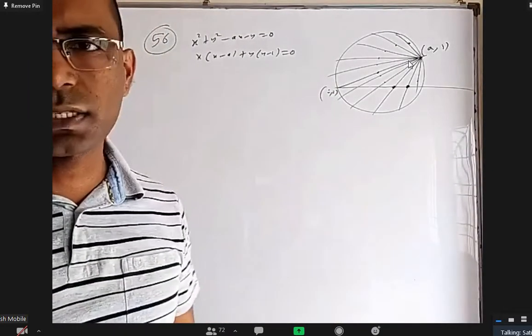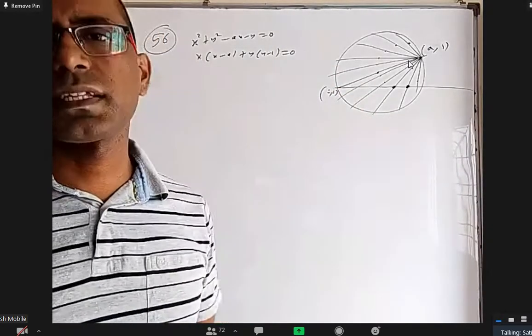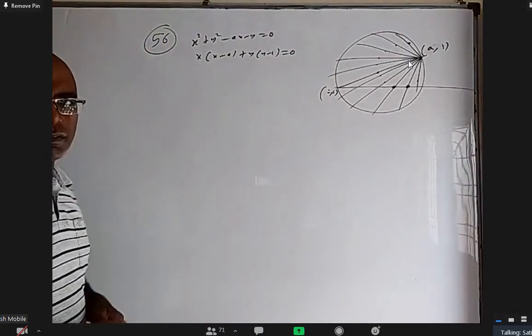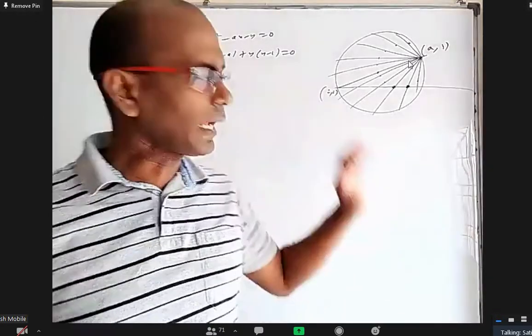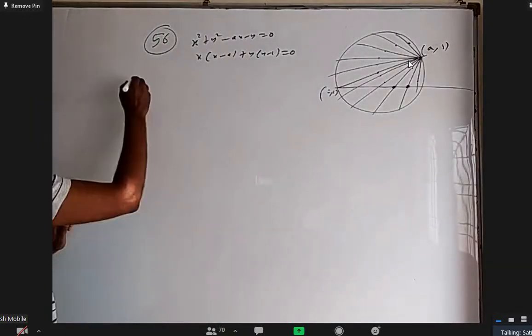not more, not less. For that, what should be the condition on a? a should be greater than 2 root 2 or less than minus 2 root 2. That's the question overall. Even though this question is easier, some other questions like this can be asked. So I want to discuss some 2-3 methods.